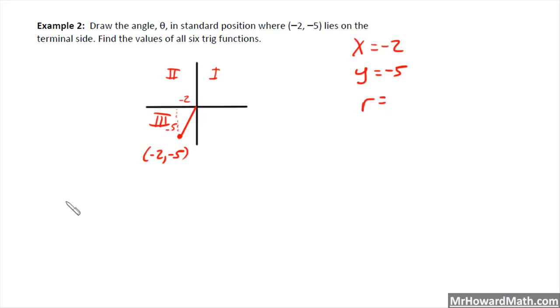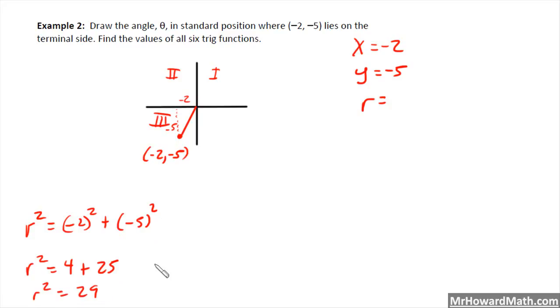So we need the Pythagorean theorem. r squared is equal to (-2) squared plus (-5) squared. So r squared is equal to 4 plus 25, so r squared equals 29. So r is equal to the square root of 29. Square root of 29 here, and I'm going to have to write really small. There we go, so the picture is labeled.